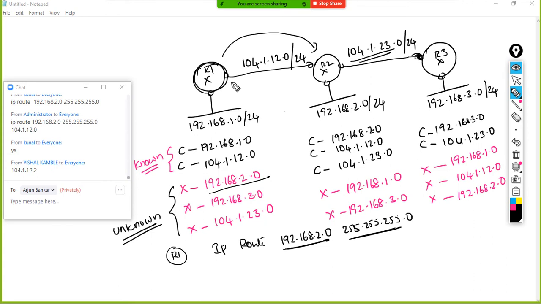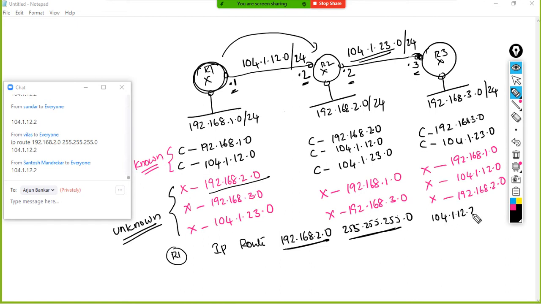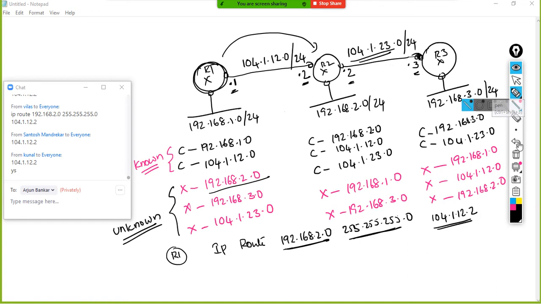Let's say I configured 1 here, 2 here, and here I configured 104.1.23.2, and here I configured 3. Okay guys, everybody is okay? Is that fine? The next hop IP address is 104.1.12.2. That's your next hop IP address. Understand, Kunal? Understand or not? Good.